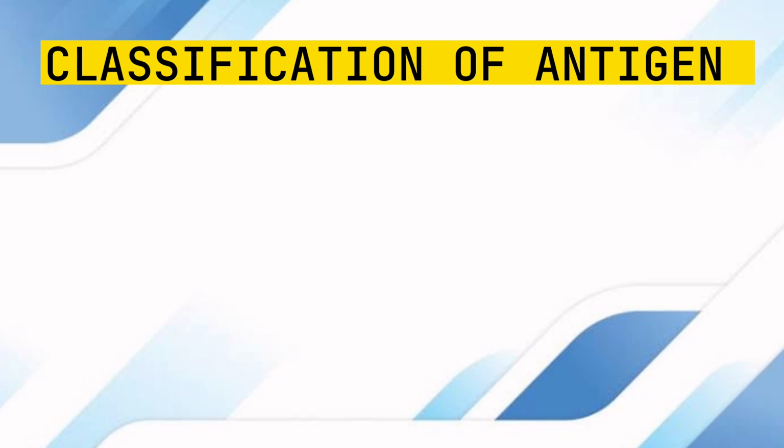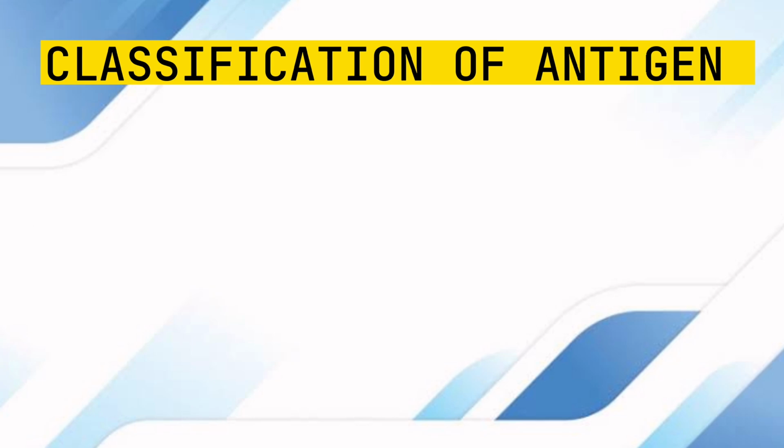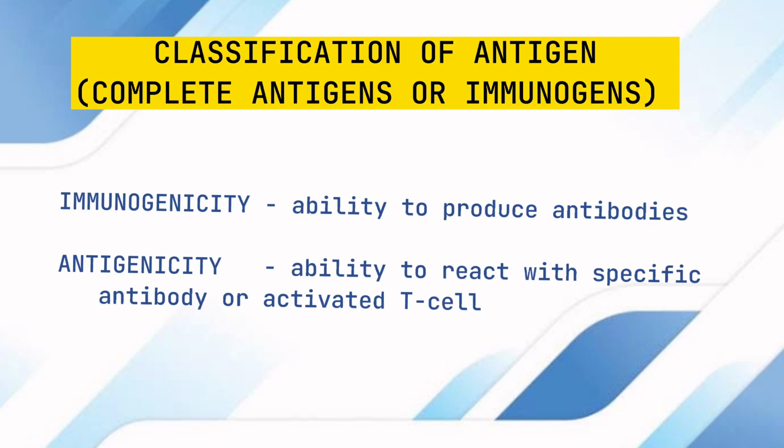Classification of antigen: complete antigens or immunogens and incomplete antigens or haptens. Complete antigens or immunogens, when these antigens enter the body, evoke the immune response without any assistant or carrier molecule. They possess both qualities, immunogenicity and antigenicity. Immunogenicity is the ability to produce antibodies, while antigenicity is the ability to react with specific antibody or activated T-cell.